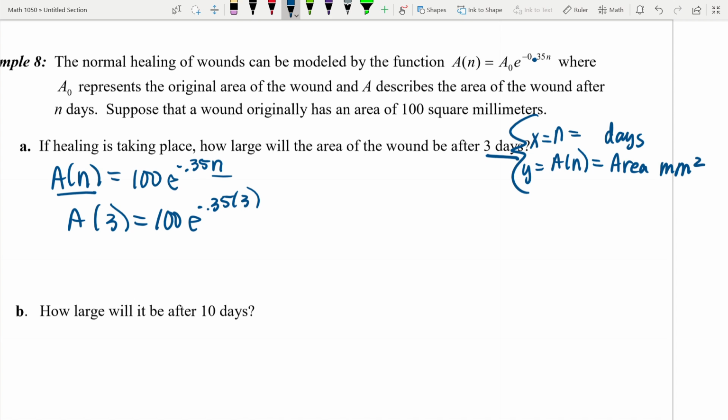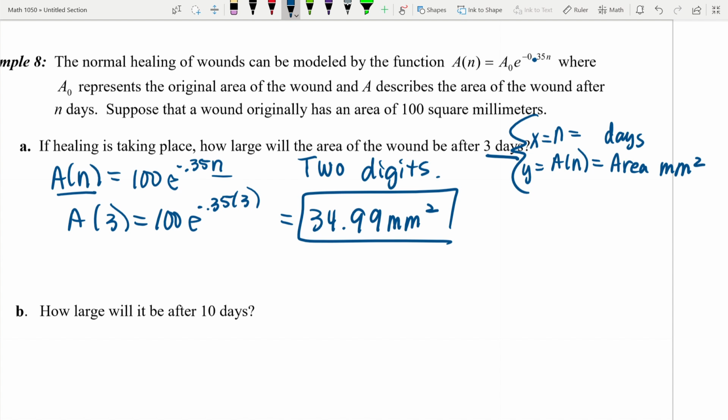Grab your calculators. 100, second, go down 2 buttons to ln, negative 0.35 times 3, close your parenthesis. That 3 is in the parentheses, so don't close it until you put it. Hit enter. Now, right here, I want you to write a note that says 2 digits. You would never round unless the directions told you to round, so I'm editing the directions to round. Okay, so the answer is 34.99 millimeters squared. So after only 3 days, it's gone down to almost a third of the size.